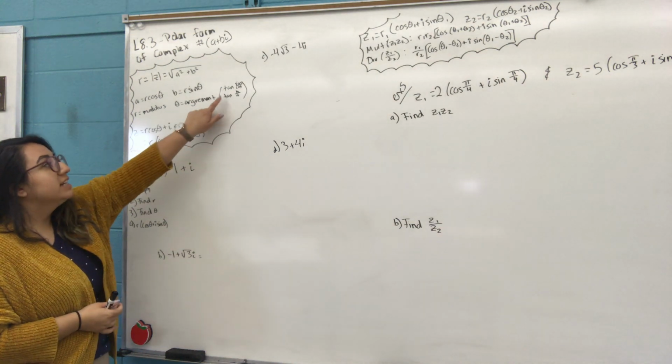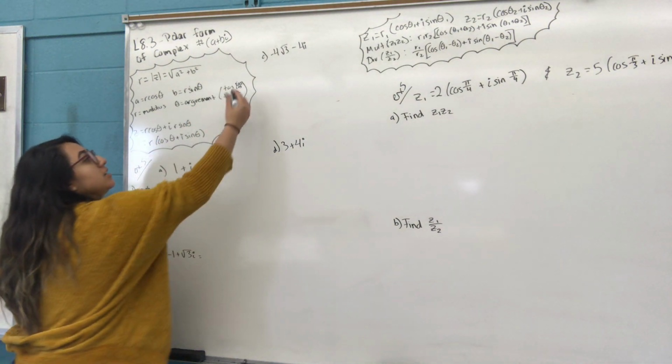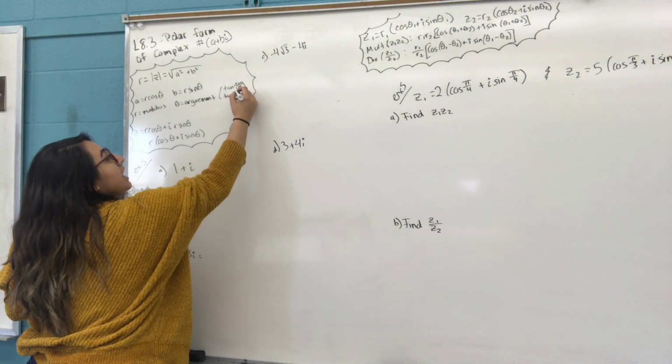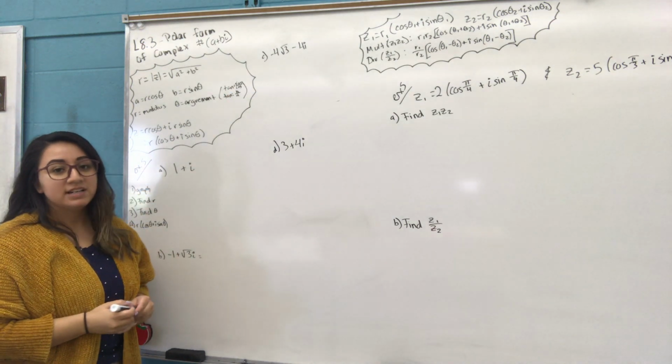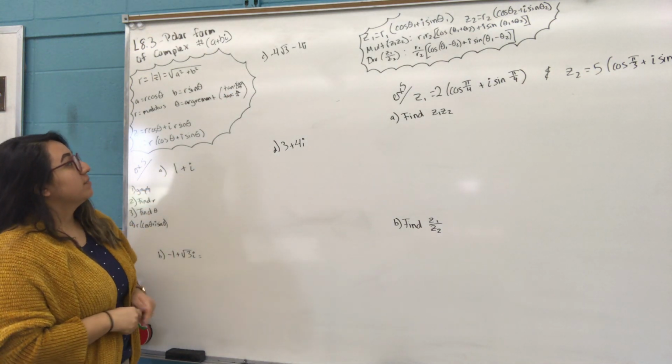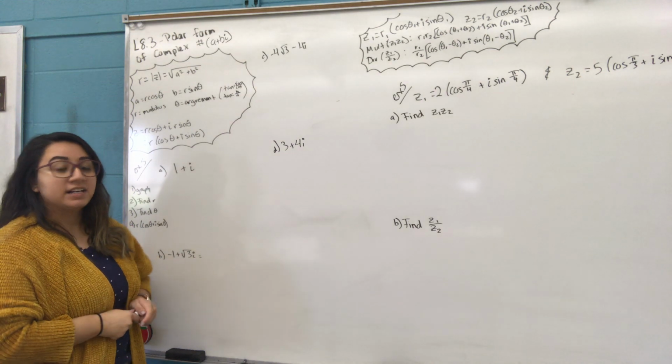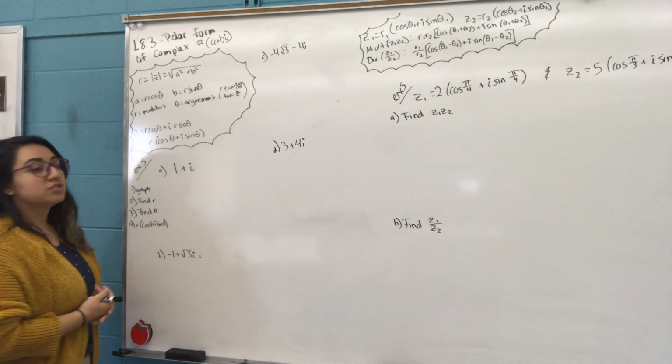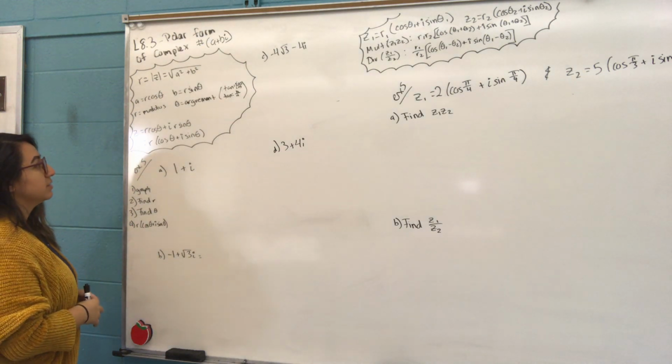And a way to find it is we know that tangent is equal to sine over cosine, but now we don't have sine over cosine. We have a and b. So it's going to be b divided by a, and that's how you can find your tangent. So there's two ways of finding it, but we'll learn as we go.